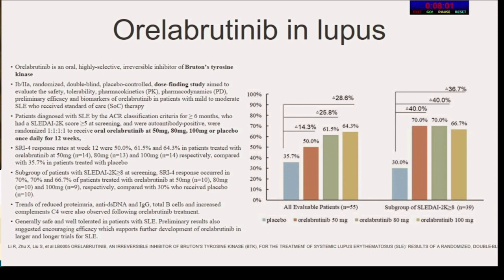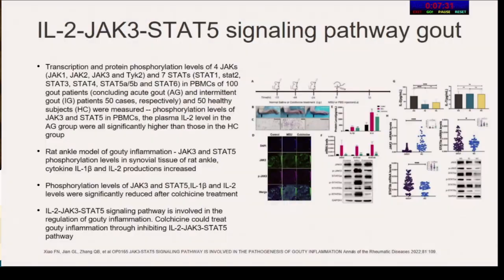This again had patients with active lupus who were randomized to orelabrutinib 50 mg, 80 mg, 100 mg or placebo for 12 weeks, and the results for the various doses were all significant: 50% with 50 mg, 61.5% for 80 mg and 64.3% with 100 mg as against 35.7% with the placebo, meeting the primary endpoint. Again, in this also, there were no new safety signals observed.